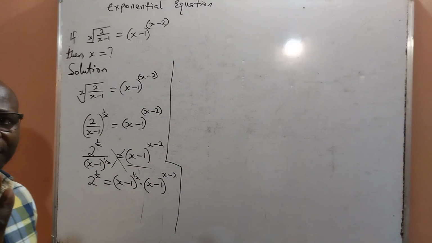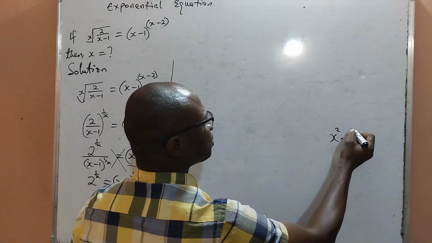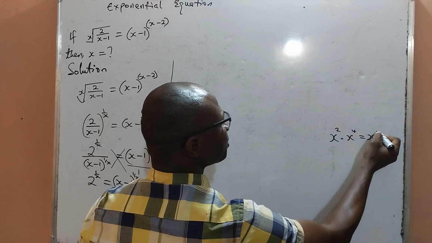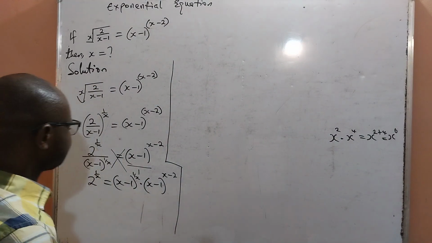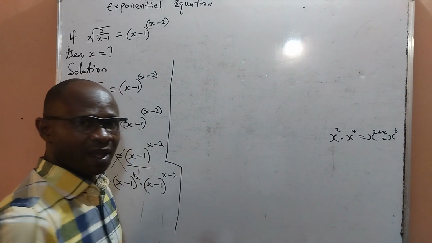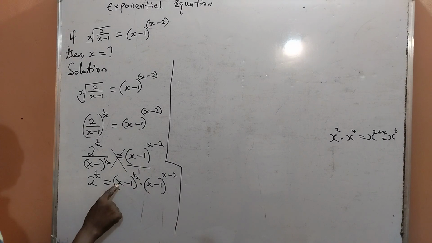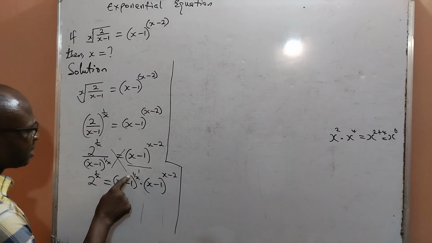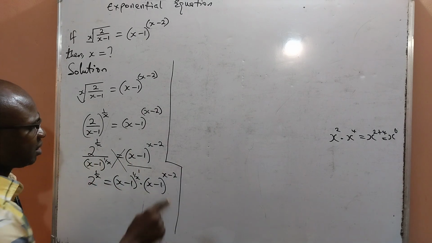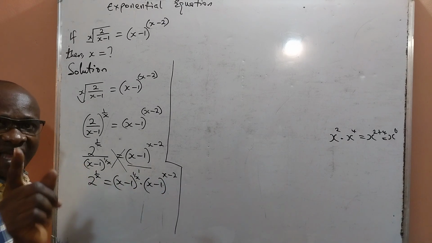Moving forward, by indices, if I have x raised to the power 2 multiplied by x raised to the power 4, it is going to be x raised to the power 2 plus 4, which is x raised to the power 6. What do I mean by that? When the bases are the same, I will add the powers. So here I have the bases x minus 1 and also x minus 1. Therefore, I am going to add the powers, and the powers here are 1 over x and x minus 2. So I will add the two of them because their bases are the same.